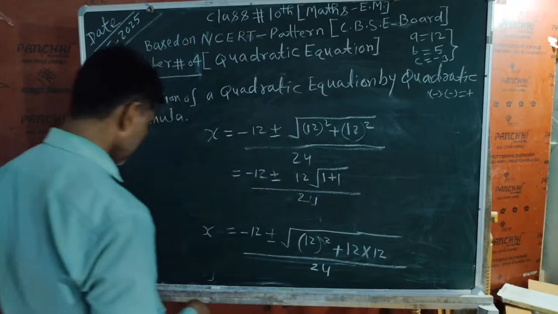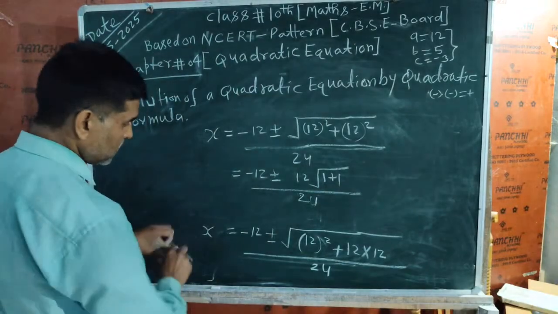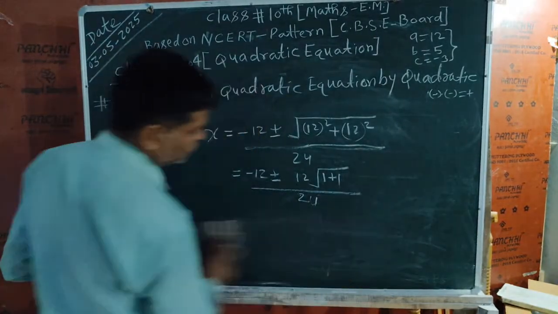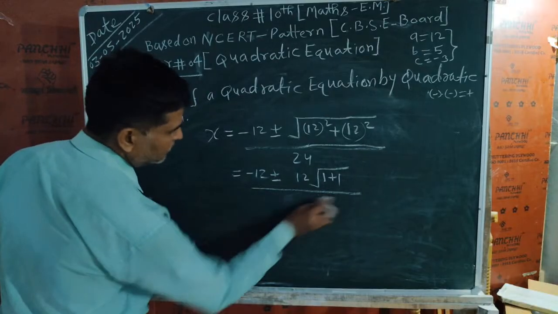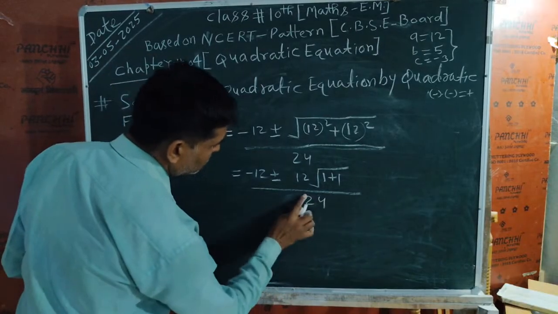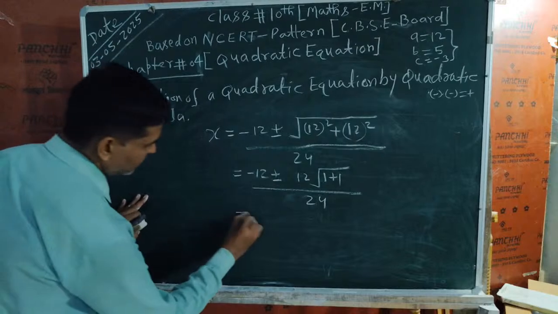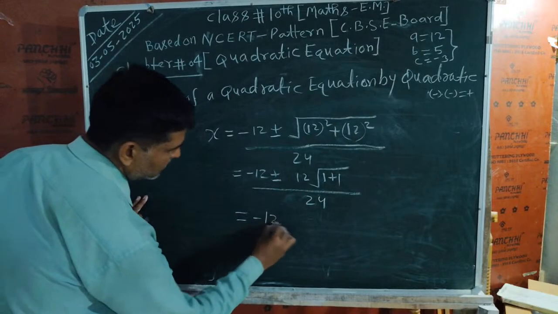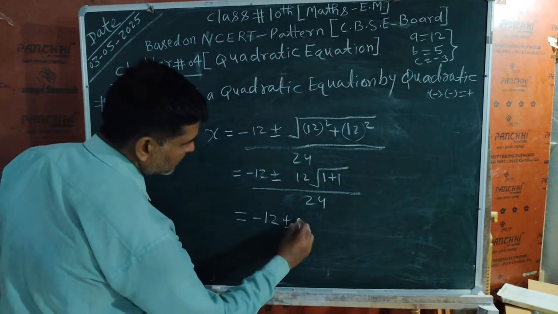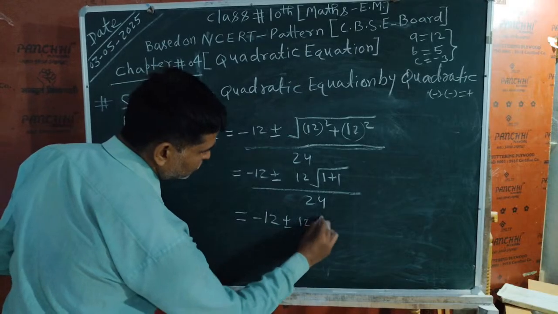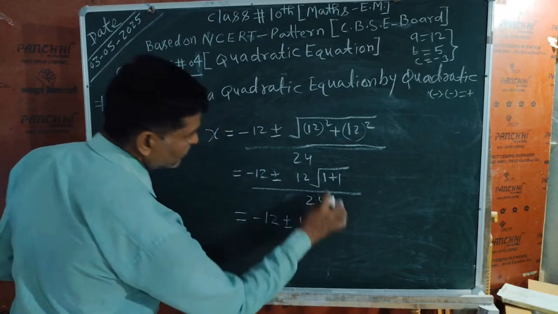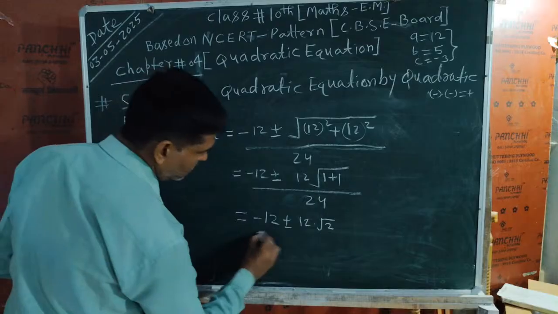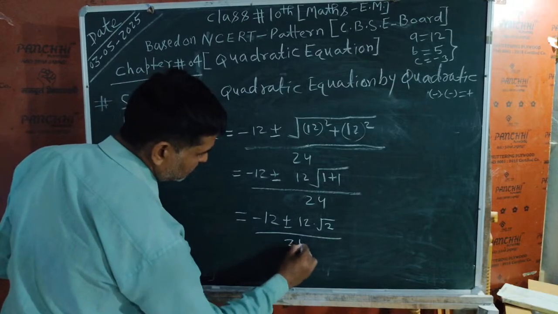24. Okay, student. So the value data I am going to erase. Here I am writing 24. Again I am simplifying it. So -12 plus minus 12 into √2. 1 plus 1, that will be 2. That will be √2. Now here 24.